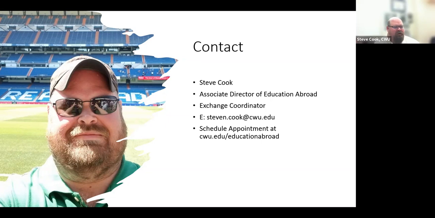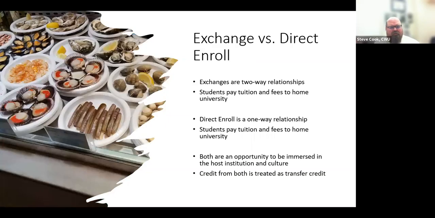All right, so we're going to start off with a little bit of vocabulary. The difference between an exchange and direct enroll. Exchanges are generally two-way relationships between CWU in this case and our partner institutions, meaning that we will send a student, they will send a student in return. And students pay tuition and fees to the home university, which essentially pays for the student coming from the partner institution. So you won't have to pay two sets of tuition.